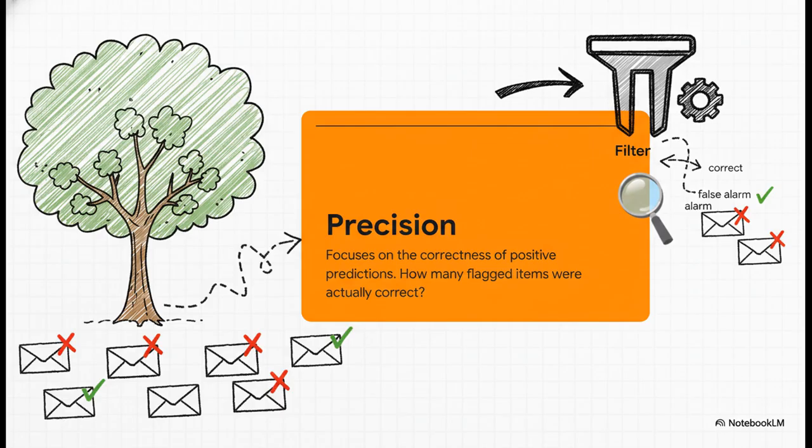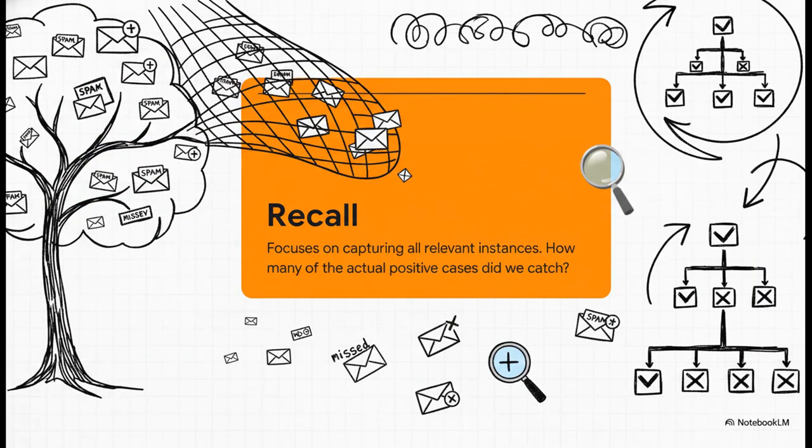If you have high precision, it means that when your filter flags something, you can pretty much trust it. It's all about not having false alarms. Recall, on the other hand, is asking a totally different question. It asks, of all the spam that actually hit my inbox, how much of it did my filter manage to catch? High recall means you're really good at finding all the stuff you're looking for. It's all about not missing anything important.